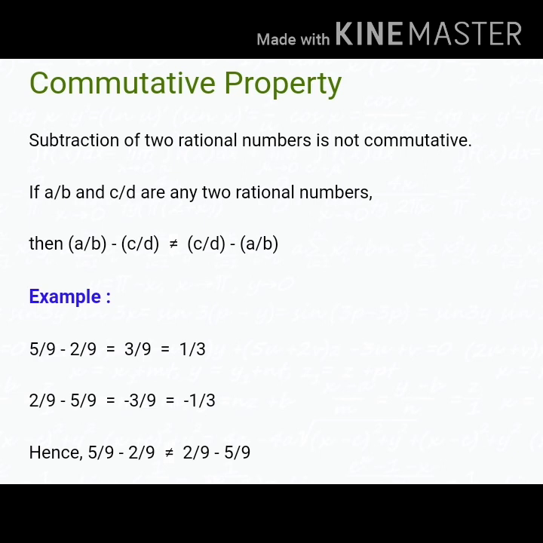The values given over here are 5 over 9 and 2 over 9. When we subtract these two values, we will get 1 over 3. For the second time, we will change the order of the values. We will put 2 over 9 first and after that 5 over 9. The answer will be minus 1 over 3. So the answer of the first order was 1 over 3 and the second order was minus 1 over 3. That means subtraction of two rational numbers is not commutative.